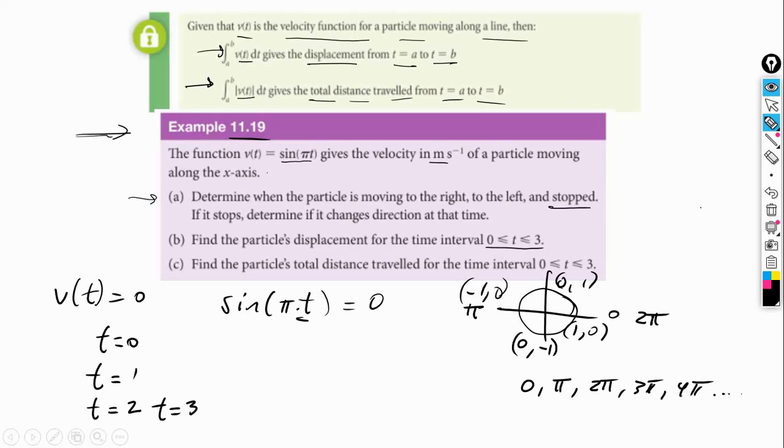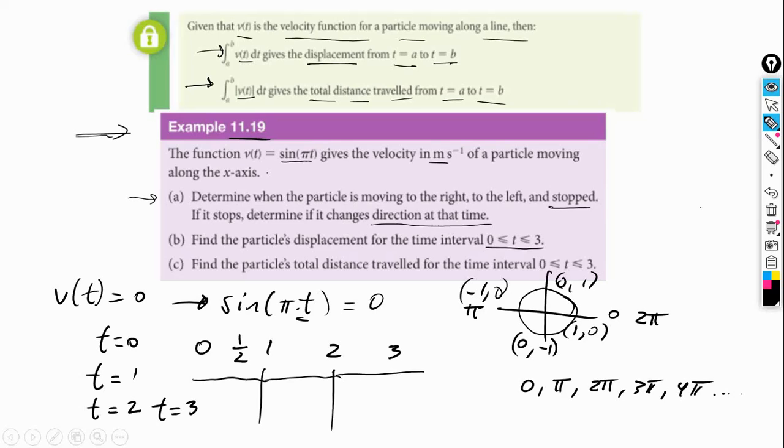So now we have to determine if it changes direction at that time. We're not interested in 0 because that's the starting point, and then 1 is when it stops, then it probably changes direction. At 2 seconds it stops, probably changes direction again, and at 3 seconds it stops. So we're interested in what happens between 0 and 1, between 1 and 2, and between 2 and 3. What we have to do here is pick convenient values and test them in the velocity function. How about between 0 and 1, we can use 1/2.